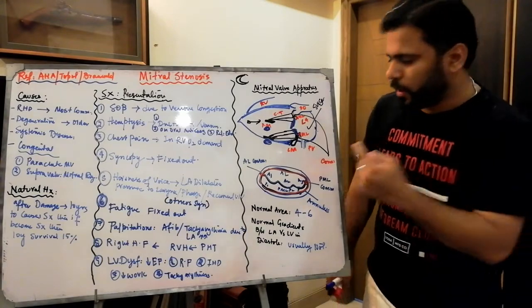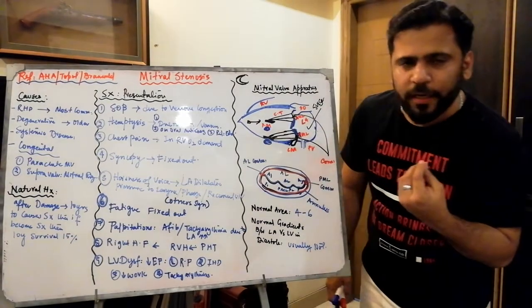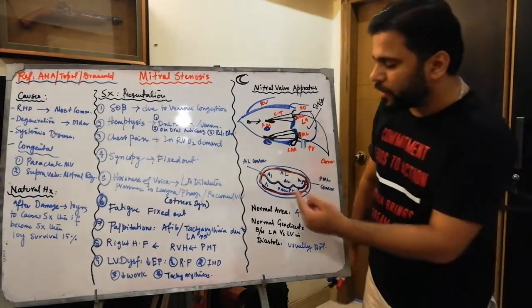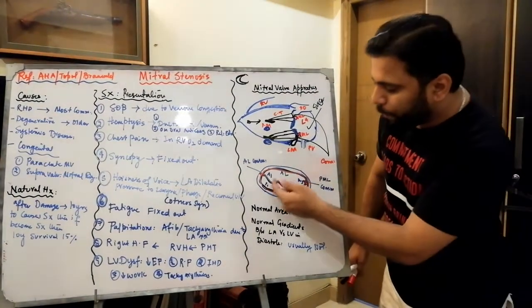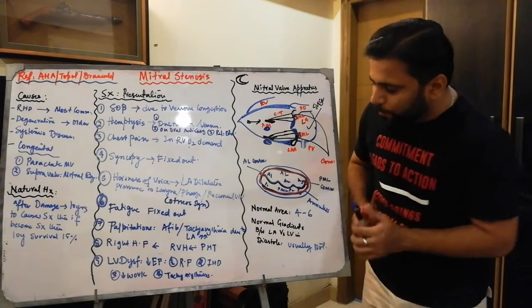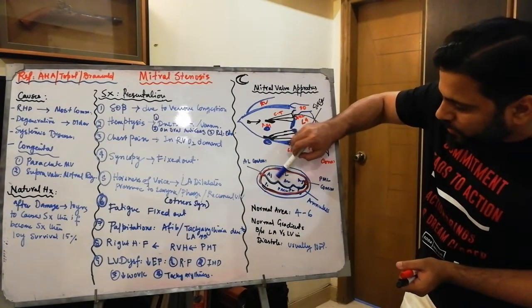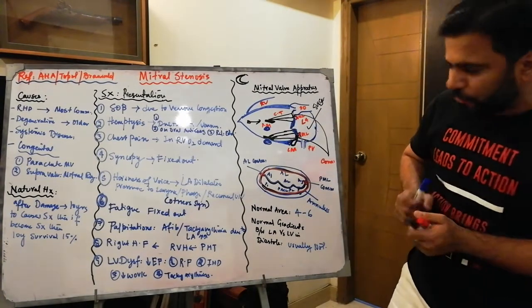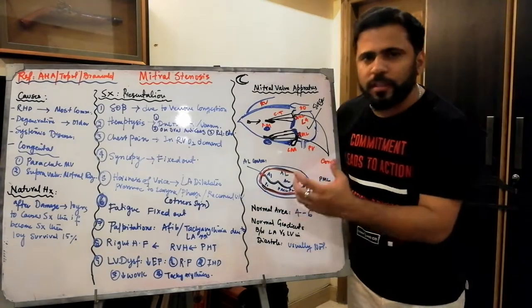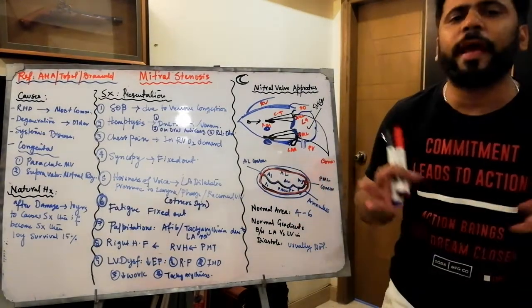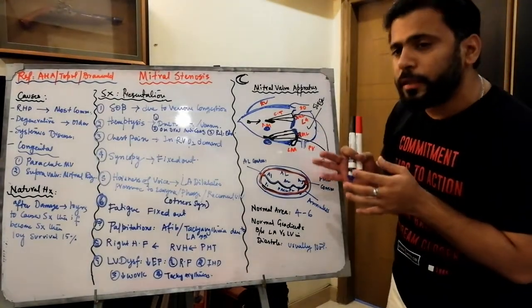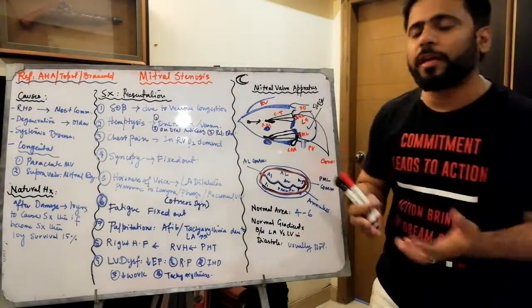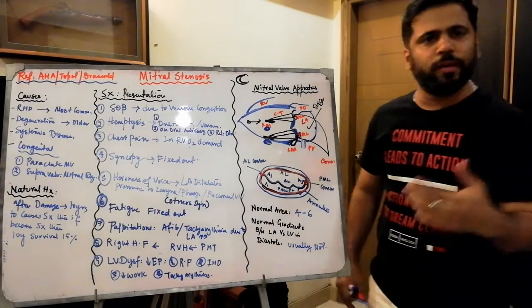The three segments of the anterior mitral leaflet are A1, A2 and A3, and the posterior mitral leaflet has P1, P2 and P3. As you are appreciating here, the anterior leaflet is bigger than the posterior leaflet. Why these are important, we will discuss in the echo segment, because in the TOE and TTE we have to calculate the Wilkins score.